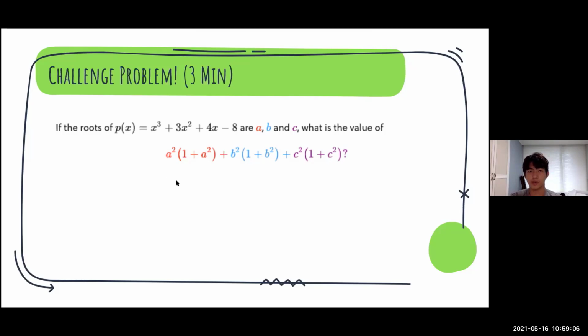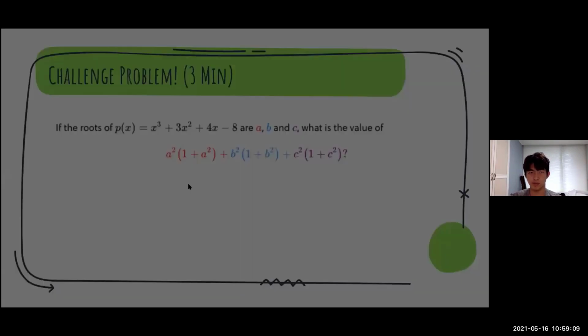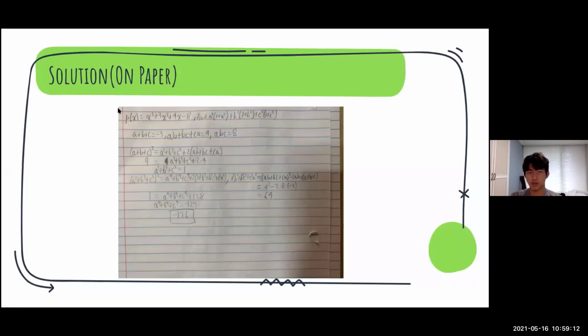Okay, so time is up, guys, and I'll go over the solutions for this problem. I made the solution on paper. It's asking for the value of a squared times (1 plus a squared) plus b squared times (1 plus b squared) plus c squared times (1 plus c squared). I divide this into two parts: a squared plus b squared plus c squared, and a to the 4th power plus b to the 4th power plus c to the 4th power.